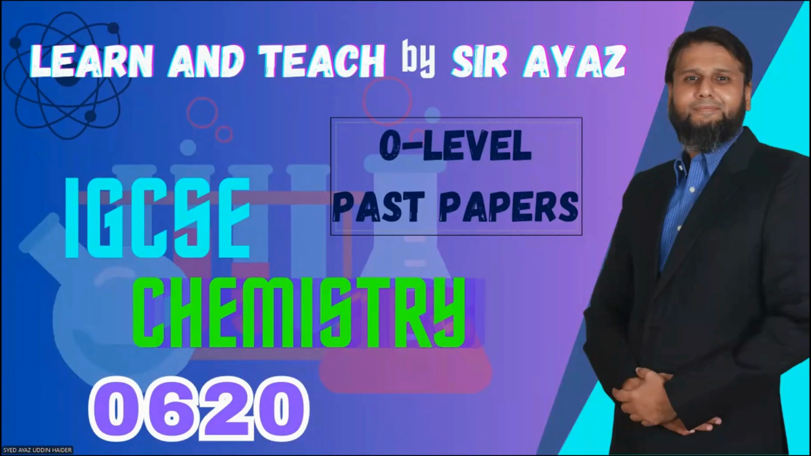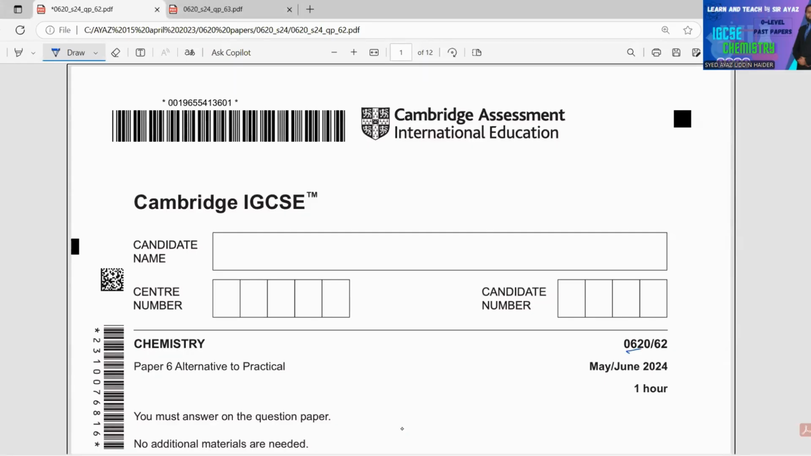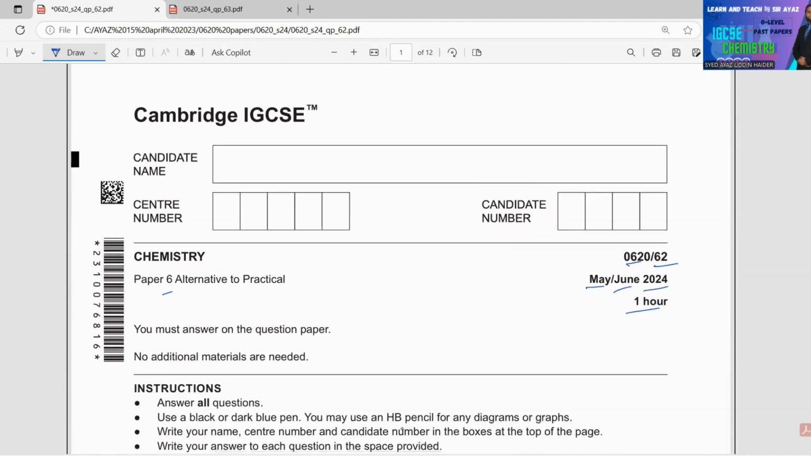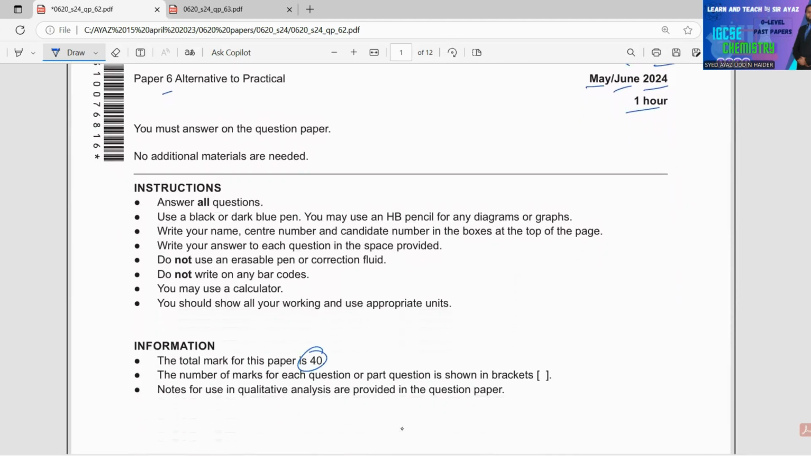So I'm continuing my O-level past papers session and I have IGCSE Chemistry 0620, May-June 2024, variant 62. I'm not going to waste my time reading the other formalities. You know that's paper 6. It's of 1 hour. You have to answer all the questions. Total mark for this paper is 40.